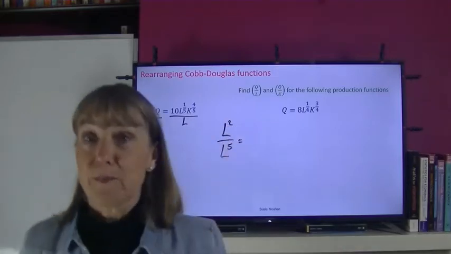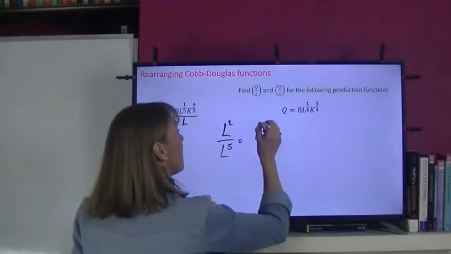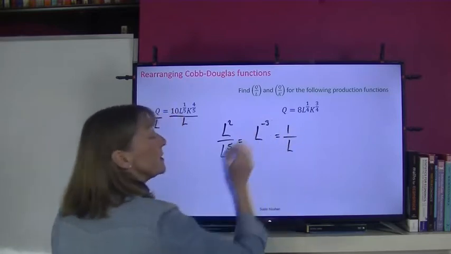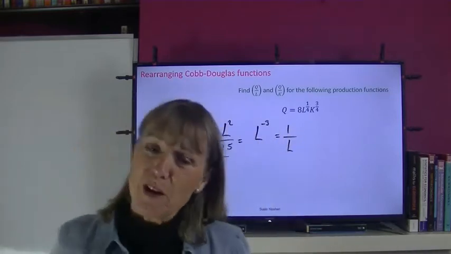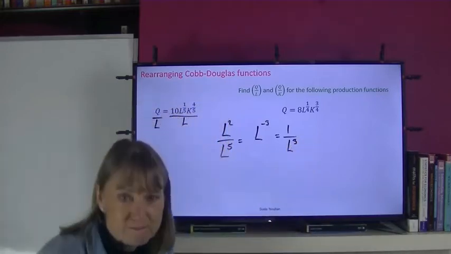L squared on the top and L to the 5 on the bottom? If we subtract powers this time, we're going to have 2 minus 5, and we're going to have L to the minus 3, and hopefully you will remember that if the power is negative, it rightfully belongs on the bottom. So there it is.